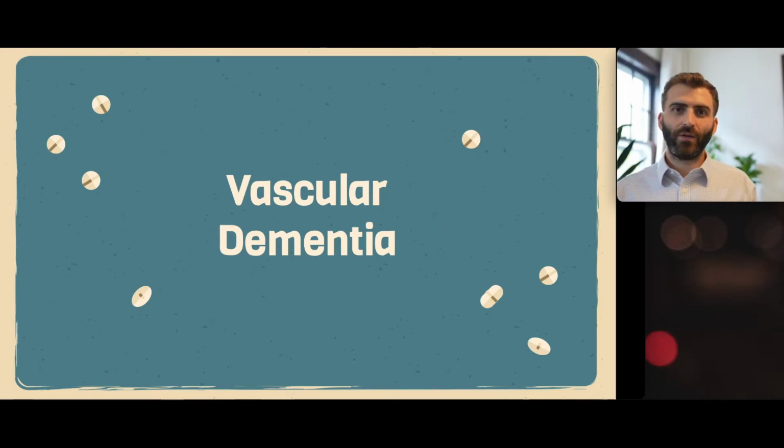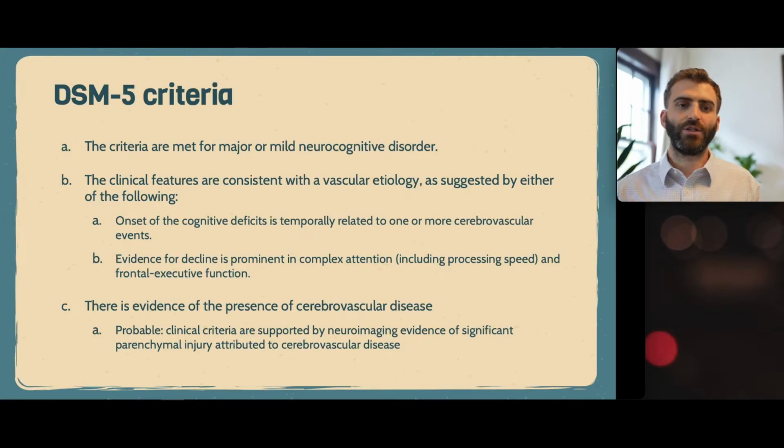Okay, so that's what I wanted to show with Alzheimer's disease. Now let's look at vascular dementia. DSM-5 criteria is listed here, but vascular dementia is essentially dementia that occurs after a cerebrovascular event. So someone has a stroke or something like that, and then their neurocognitive functioning isn't as good as it used to be. This doesn't happen to everyone that has a stroke, but when it does happen, it's called vascular dementia.